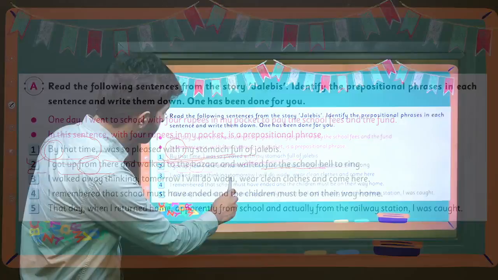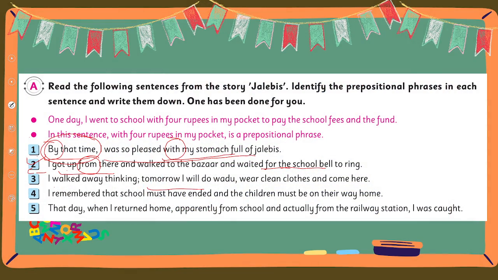"I walked away thinking, tomorrow I will do wudu, wear clean clothes, and come here." Now, "I remembered that school must have ended and the children must be on their way home." "On their way home" is our prepositional phrase. And lastly, "That day when I returned home, apparently from school and actually from the railway station." So "from the railway station" and "from school," these are your prepositional phrases.